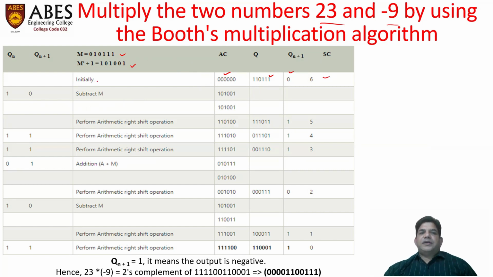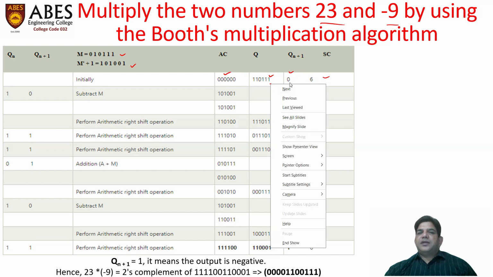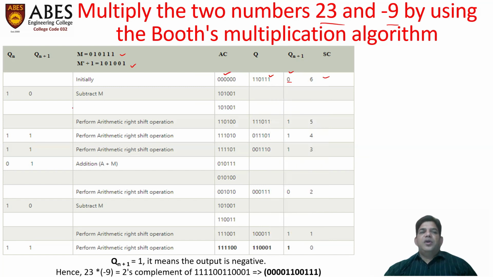So first we have to check the bit values of Qn and Qn plus 1. Initially Qn is 1 and Qn plus 1 is 0. So 1 0, we have to perform the subtraction, that is AC plus m complement plus 1. So here 1 0 1 0 0 1 should be added with the accumulator, and then we add these two values. So now we have performed the subtraction, and this value is considered 1 0 1 0 0 1.